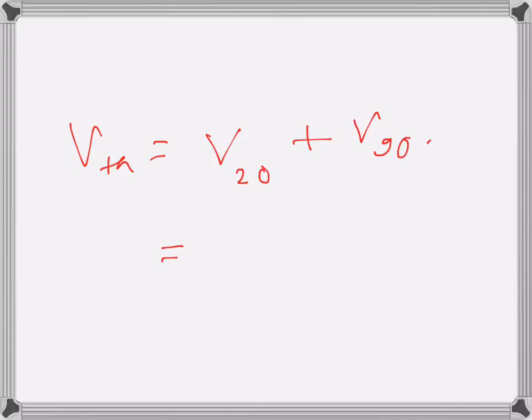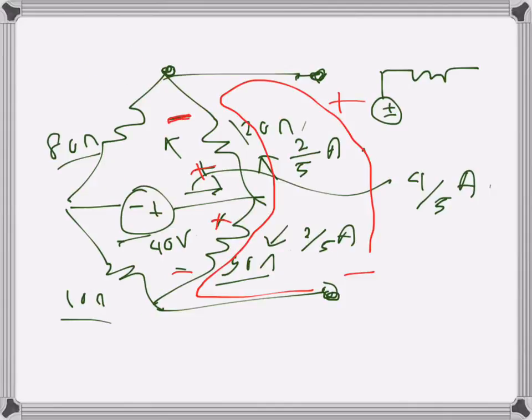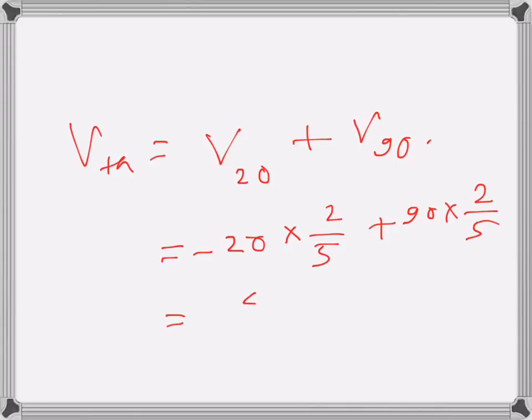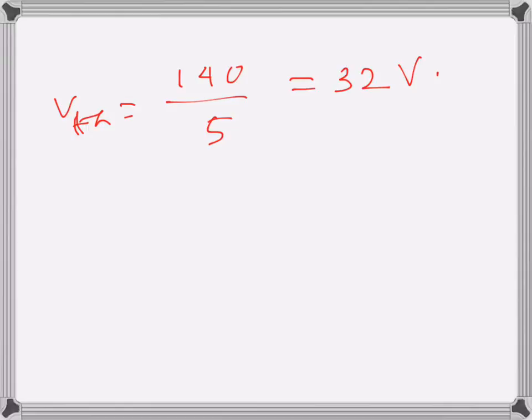Now V20 is of course in the other direction because this is a negative here and this is a positive here. So that will be 20 times negative 2 over 5, and this one will be 90 times 2 over 5. So this is 40 minus 5 and this is 180 over 5. So that's becoming 140 over 5, which is V Thevenin, which is basically 32 volts. So that's the Thevenin's voltage.